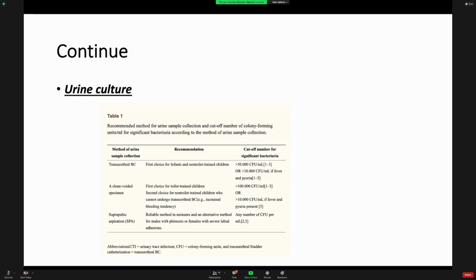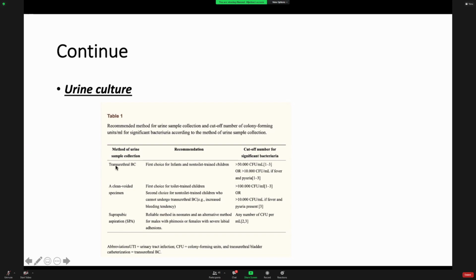So what confirms the diagnosis is urine culture. And what is the meaning of significant bacteriuria? It depends on the way we collect the urine. One way is suprapubic aspiration, the ideal method in neonates, or if the patient has any congenital anomalies like severe labial adhesions. Because it goes directly to the bladder, the presence of any number of colony forming units is significant.